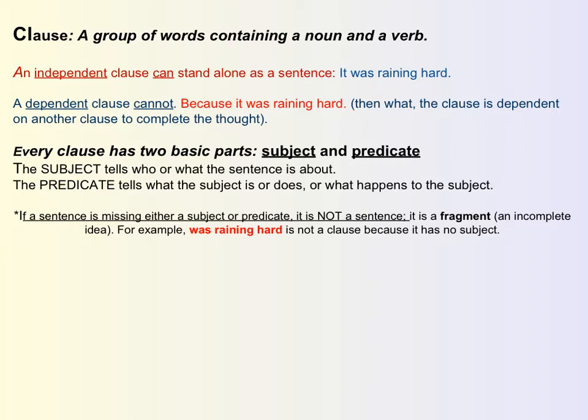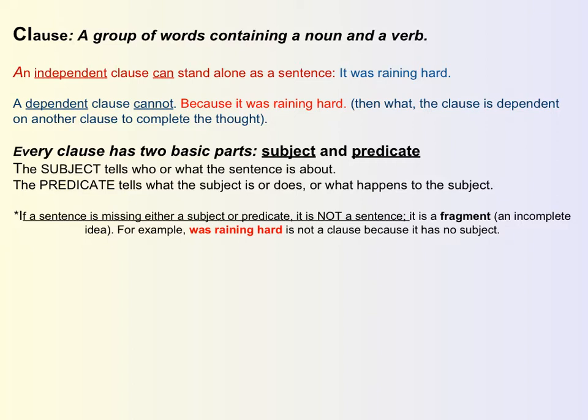So here's something to know. Every clause has two basic parts. They all have a subject and they all have a predicate, whether or not they're independent or dependent. The subject tells who or what the sentence is about. The predicate tells what the subject is or does, or what happens to the subject. If a sentence is missing either a subject or a predicate, it's not a sentence. It is what we call a fragment, an incomplete idea.